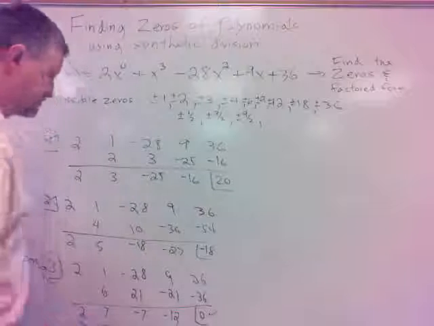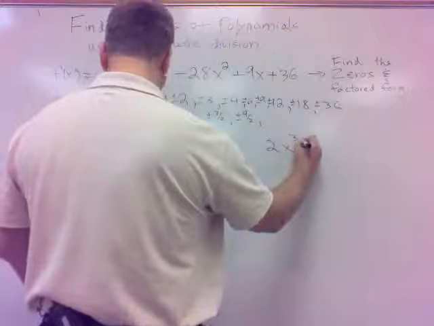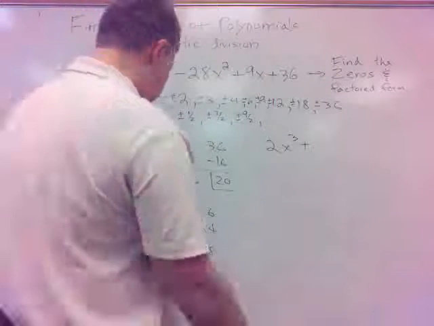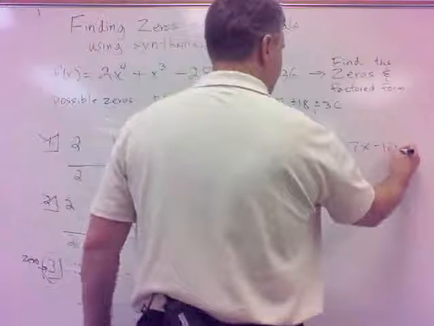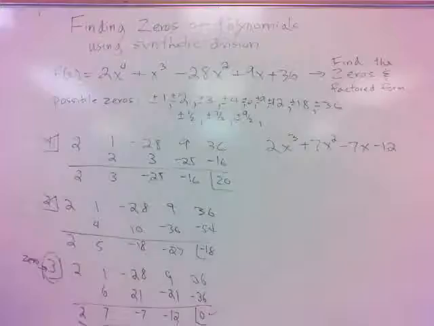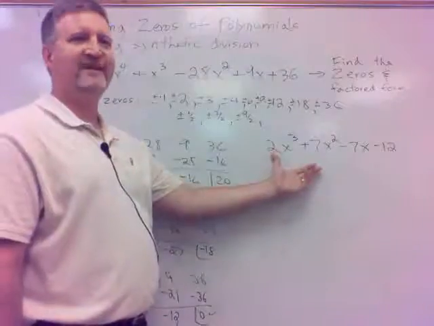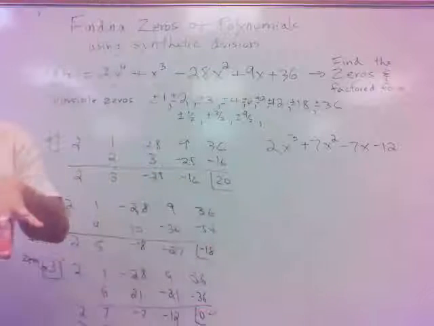We found one of the zeros, but there's 3 more to go. Well, here's a factor, 2x cubed, right? Because this is 1 degree less than what I started with. So it's 2x cubed plus 7x squared minus 7x minus 12. Now that is a factor. But this gives us another little bit of trouble here because, can I factor that now? Not so much easily, can I?